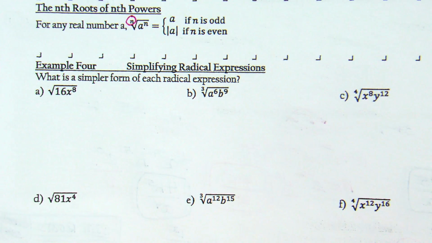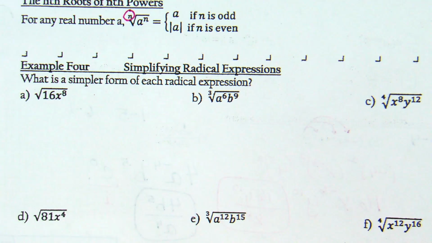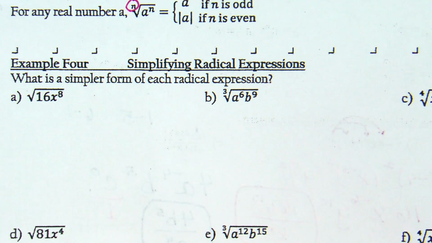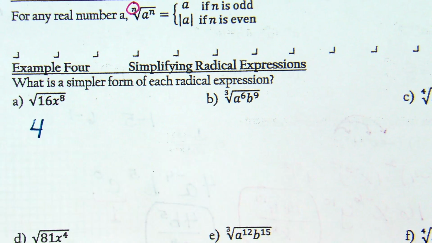Let's start with the basics, though. What is a simpler form of each radical expression? So, square root of 16x to the 8th. Get the easy part out of the way. Square root of 16 is 4, right? Square root of 16 is 4. Square root of x to the 8th.